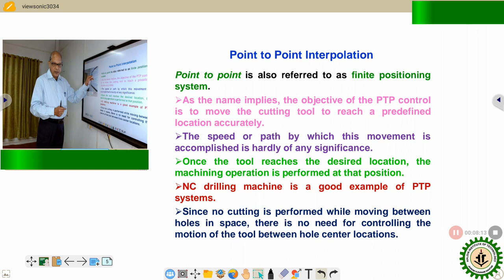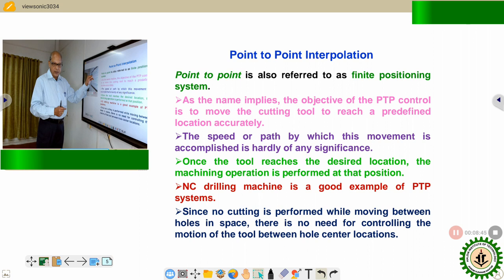In case of drilling, what happens? Suppose one or two or any number of holes are to be drilled at different locations. So we identify, following coordinate geometry, the coordinates of the different hole center points, and the tool will move in space. Keep in mind, the tool is supposed to move in space as fast as possible from one location to the other before drilling.